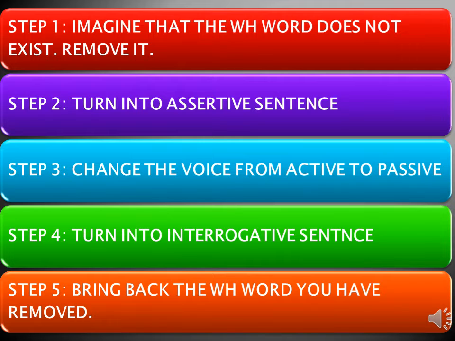So our step number 1 is, the first thing that you have to do is that you have to imagine that the WH word does not exist. Just remove it. You don't have to apply any rule, just remove it. Step number 2, after removing that, you have to change the sentence, turn the sentence into assertive sentence. Step number 3, you have to change the voice from active to passive of that assertive sentence. Step number 4, you have to turn it into interrogative sentence. And the last step, you have to bring back that WH word you have removed.